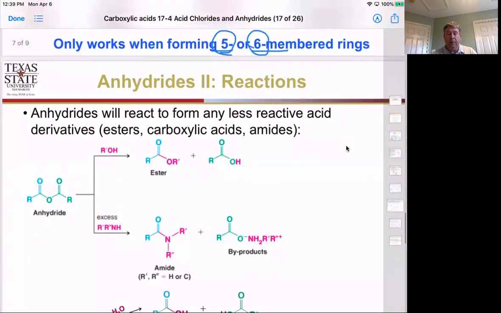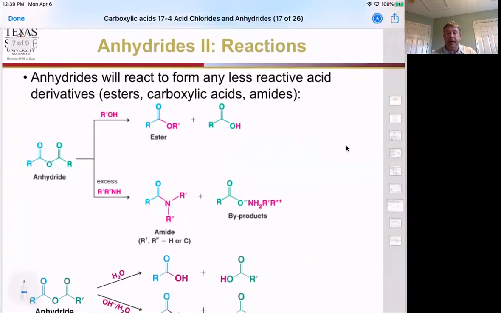Okay, continuing on with reactions of anhydrides. Now that anhydrides are one step lower than acid chlorides, that means we can make anything below it. We can make carboxylic acids, esters, and amides out of them. So if we react it with an alcohol, what we'll end up with is 1 equivalent of ester plus 1 equivalent of carboxylic acid. Notice it's really useful to use a symmetrical anhydride for these materials because you cannot selectively choose which side it's going to go on. So we would prefer to use a symmetrical anhydride.